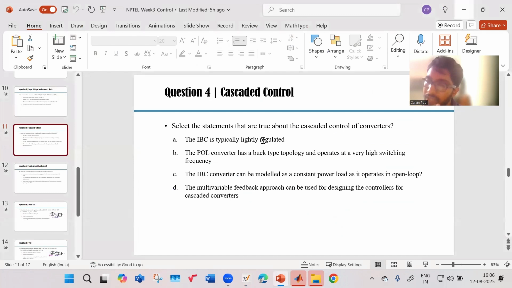IBC is typically lightly regulated. It is true. The POL converter has a buck type topology. Yes, we usually use step down converters, and it operates at a very high switching frequency to reduce the size of the converter. The IBC converter can be modeled as a constant power load? No, it is the POL which is modeled as a constant power load. And the multivariable feedback approach can be used for designing controllers for cascaded control? Yes, this was taught in lecture 18 about state feedback control, where you use information of the POL converter to control the IBC, and information of the IBC to control the POL. That also can be done. Okay. Any more queries or doubts regarding this, or can I proceed further?